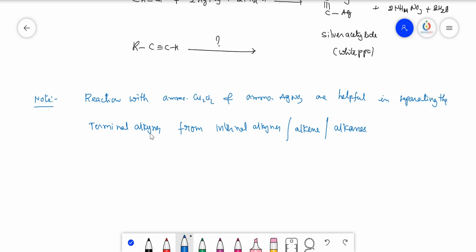So terminal alkynes react with both of these reagents, so that they can easily be separated from the internal alkynes, alkenes and alkanes, which do not react with these compounds. Then how can you get the alkyne back? It is a simple thing.